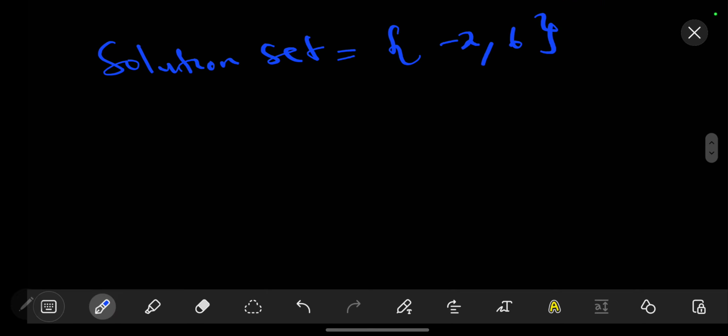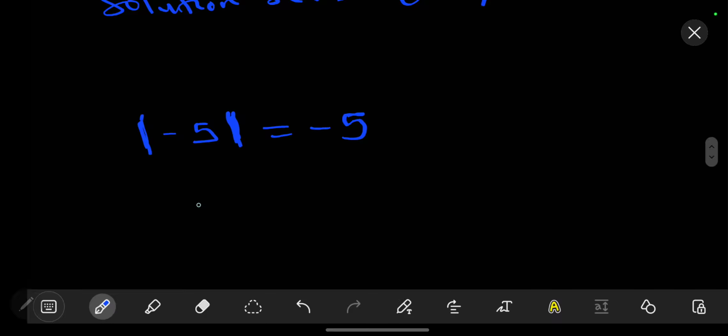So now, let's say you have the absolute value of negative 5. When you say that the absolute value of negative 5 is equal to negative 5, this is a lie. As long as the absolute value symbol is there, and here you have a negative value, that is already a lie, because there is no way you could have a negative value like that. So if you have the absolute value of x equal to a negative number, this is already not true. This means to say you cannot solve it. So there is no solution.